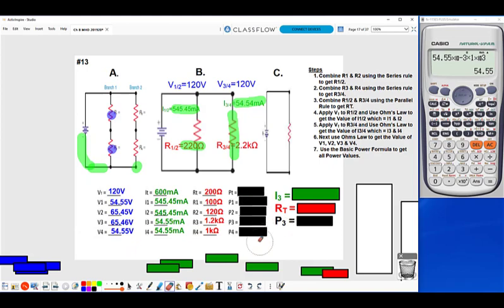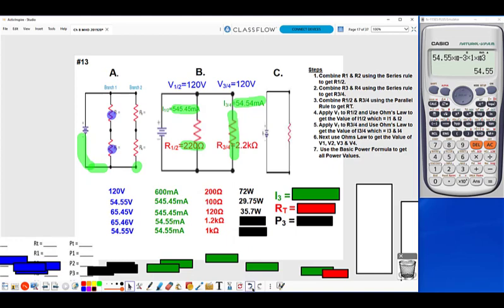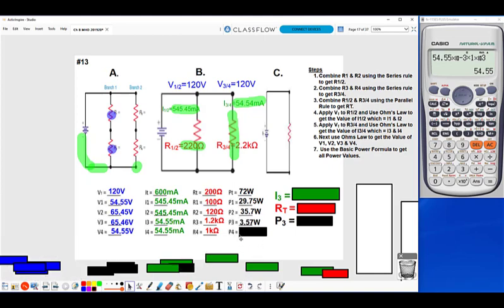The power formula, PT will be equal to IT times VT, just the basic power formula. PT equal to IT times VT gives me 72 watts. P1 is equal to I1 times V1. P2, I2 times V2. P3, I3 times V3. P4, I4 times V4.